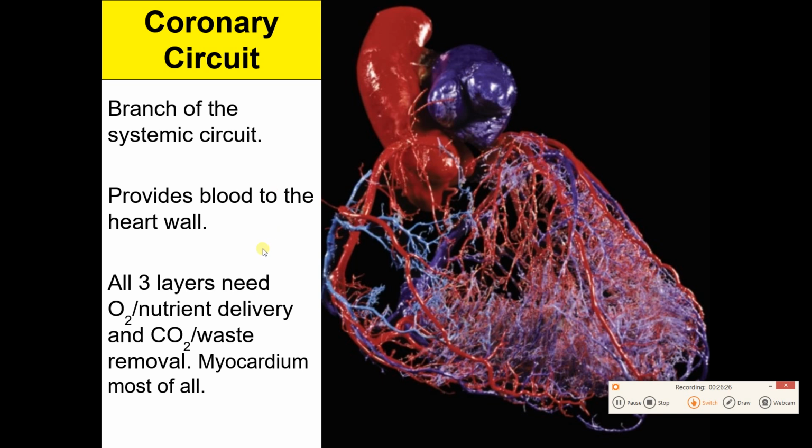Coronary circuit provides blood to the heart wall. This is showing me all my non-microscopic blood vessels in my coronary circuit. All 3 of my layers, endo, myo, and epicardium, need oxygen and nutrients to be delivered, and need CO2 and waste to be removed. The myocardium, though, is the thickest and the hardest working of the 3 of them. It's going to have the most branches of this coronary circuit.